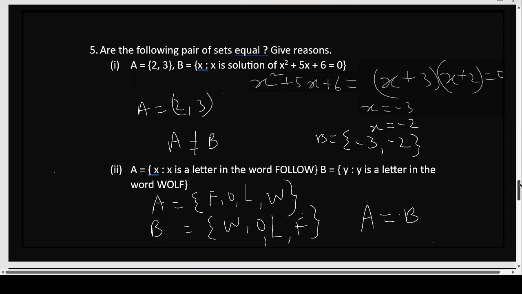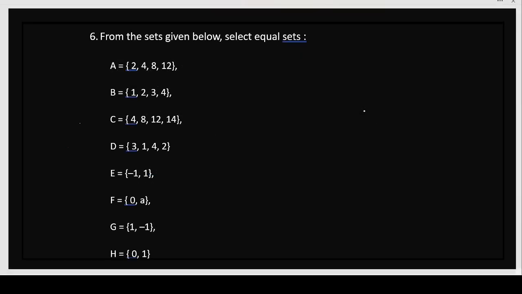We'll move to the last question. From the sets given below, select equal sets. See, set A is 2, 4, 8, 12. We'll compare with all other sets. B has 1, 2, 3, 4 as elements. So A is not equal to B. Next C. C is 4, 8, 12, 14. 2 is not here. Clearly A is not equal to C. Similarly, A is not equal to D, and A is not equal to E, F, G, H. So we'll move to B.